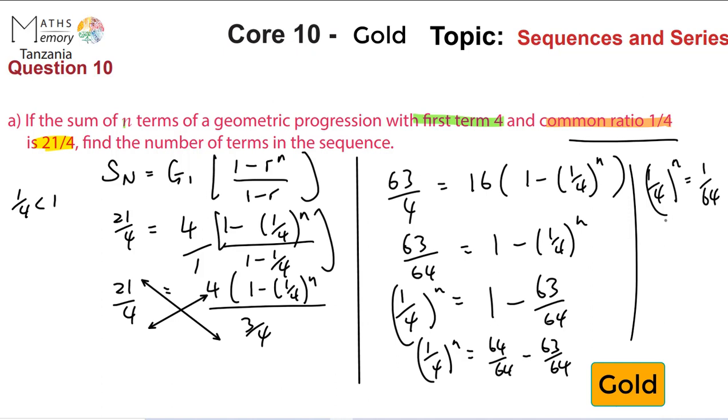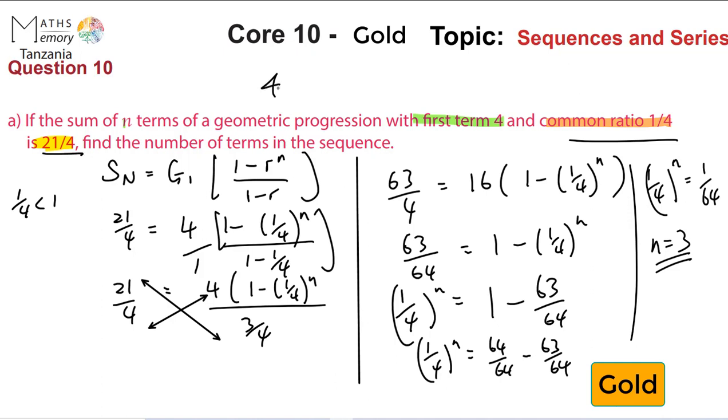Well, obviously it's going to be 1 to the power of n gives you 1. 4 to the power of n gives you 64. So it'll be 3. N will be equal to 3 over here. We can just see that. So the third value in the sequence basically will give you a sum of 21 over 4.